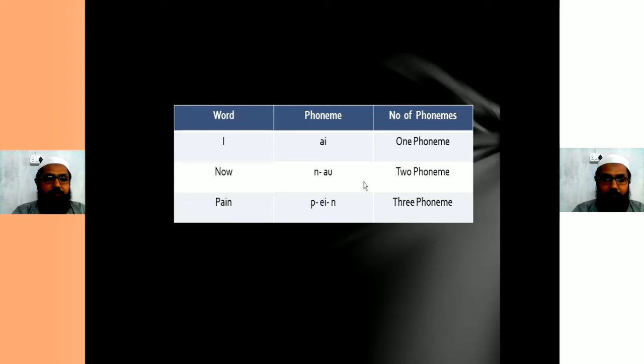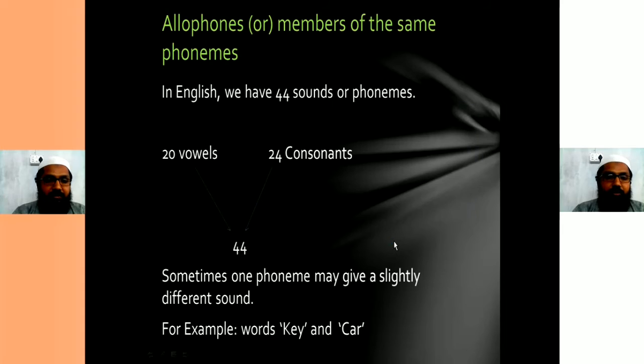Here is another example. You can see I. There is only one sound, which means only one phoneme. Now, n-ow: two sounds are there, so it is two phonemes. Then pain, which means we have three phonemes. Three sets of phonemes are there. This is what phonemes are.